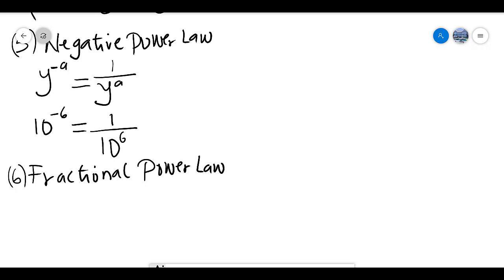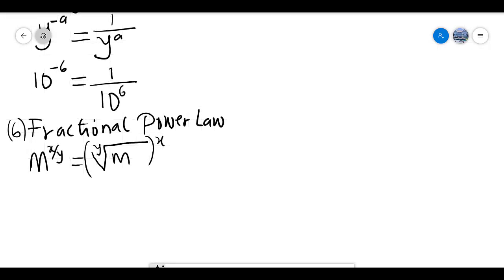Sometimes the powers may be in the form of a fraction. What do I mean by that? You could have something like m raised to the power of x over y. How do you handle something like this? Now this is equal to the y-th root of m, raised to the power of x. Take a good look at it again.